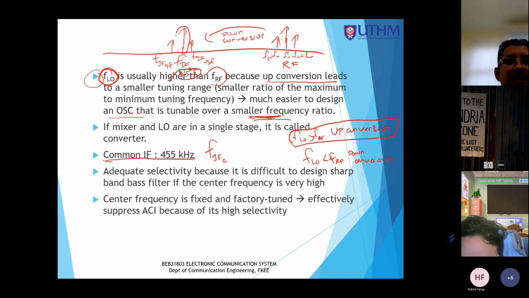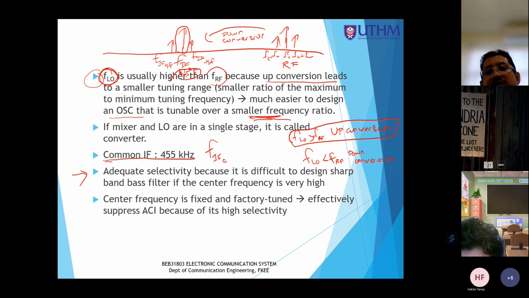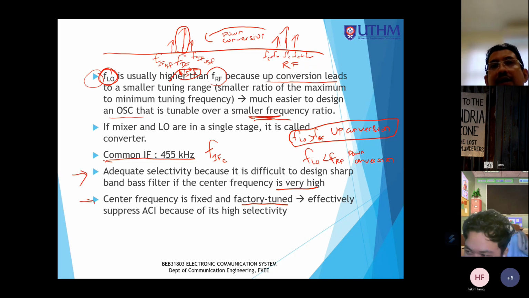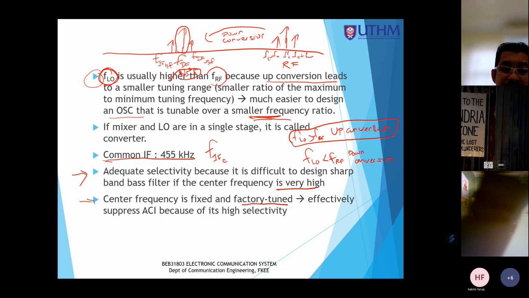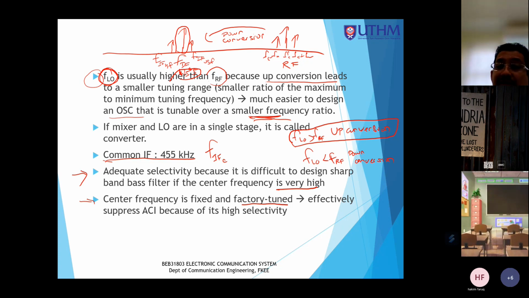Okay, this is 455 kilohertz by standard. Okay, center adalah 455. Kenapa macam tu? So dikatakan kenapa set 455? So it is an adequate selectivity because it is difficult to design sharp bandpass filter if the center frequency is very high. So that's why dia memilih 455. So this center frequency is fixed and already factory tuned. So apabila you beli peralatan daripada kilang, sememangnya dia telah setkan center pada 455. Okay, so this is a factory tune. Memang daripada kilang dah macam tu.